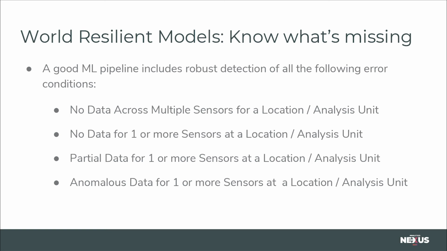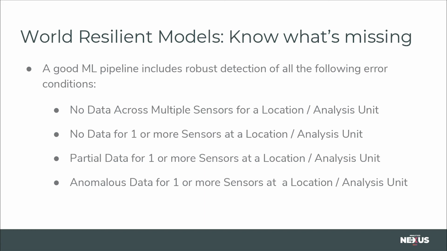So one of the most important things to look at to build a world-resilient model from an IoT perspective is making sure that you are constantly tracking whether a device is heartbeating, whether it's sending the data it's supposed to be sending, and whether it did that constantly throughout the day. And then lastly, of course, there's the problem of anomalous data from one or more sensors.